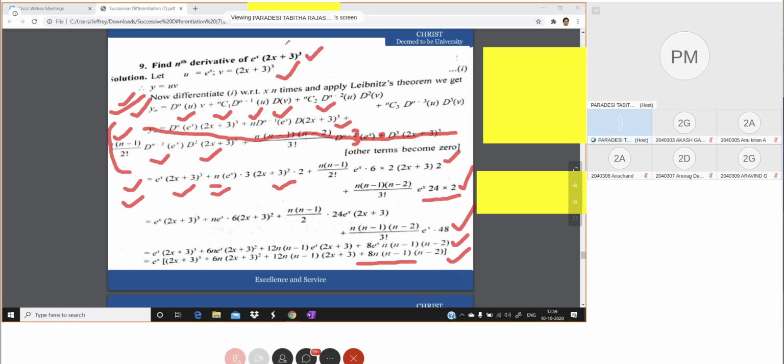Yeah, Leibniz is not easy because it's confusing. There are so many terms, you have to be careful of those coefficients also. Sometimes we'll just forget those coefficients, nC0, nC1, and so on, and just handle the function derivative, this derivative, that derivative. It is not easy. It is difficult.